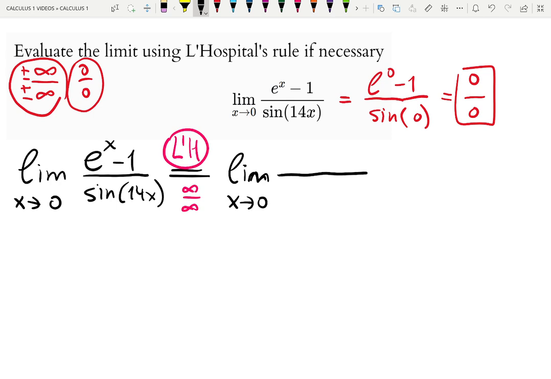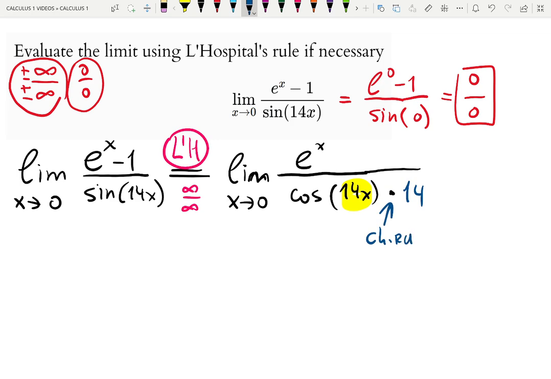That is not the quotient rule, remember that. The derivative of e to the x is e to the x. The derivative of minus 1 is 0. The derivative of sine gives me cosine. Copy the function inside. Chain rule says don't stop. Multiply by the derivative of the function inside. The function inside gives me 14 when I differentiate it. Remember, that was the chain rule here. Hopefully you're really good at the chain rule at this point.